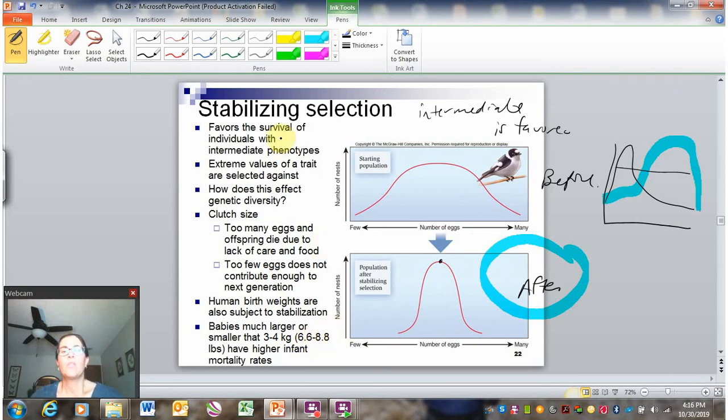Okay, so stabilizing selection, if we think about how it affects genetic variation, think about how much variation is here versus here. Hopefully you see that because it favors an intermediate, it oftentimes reduces the amount of variation, right? So we lose these variants and these variants. So that tends to show a decrease in variation.